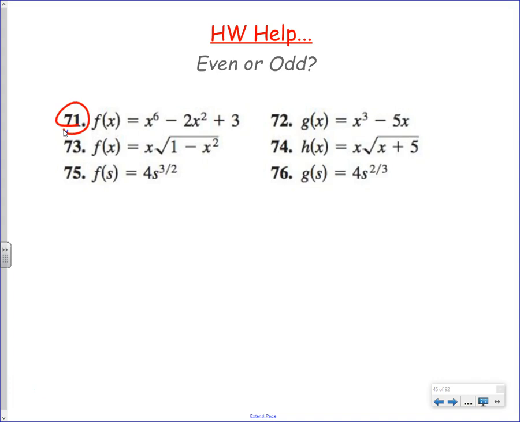What was the new way of testing? What are we supposed to do with this f of x for 71? Plug in a negative x. So can you do that? Try to beat me. Take 71. Write down the original function, like in your homework. Write down the problem, but then plug in negative x.